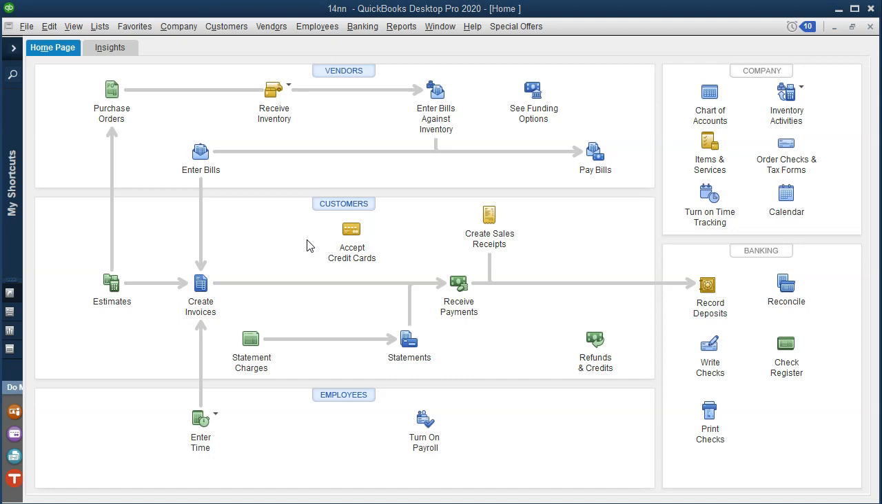So when we think about that spectrum, we can think about it in terms of cash versus accrual, and we could break down cash versus accrual by the different processes that we'll be using, whether we're going more towards cash or accrual. That'll help us to think about how the bank feeds are then going to fit into that particular process. So let's break this down by section here.